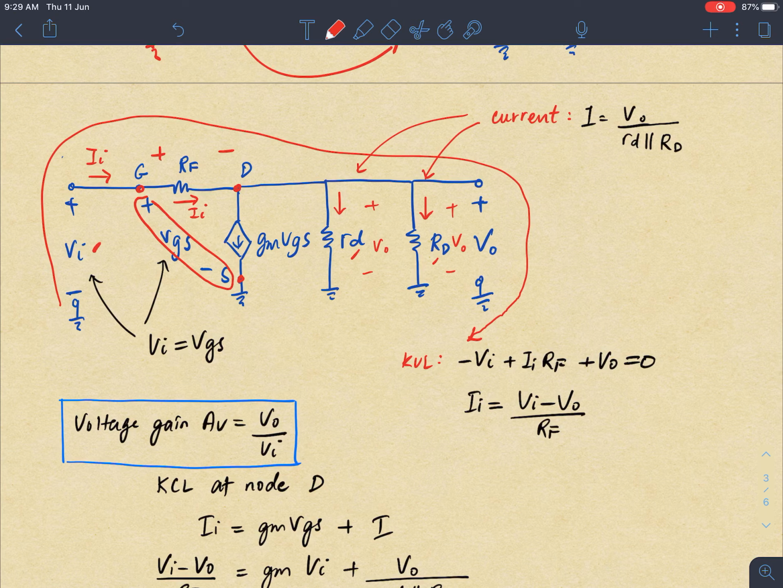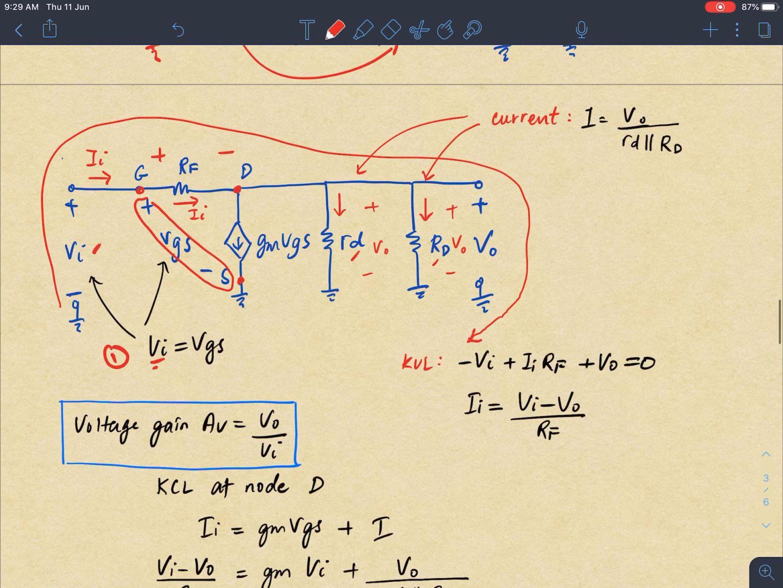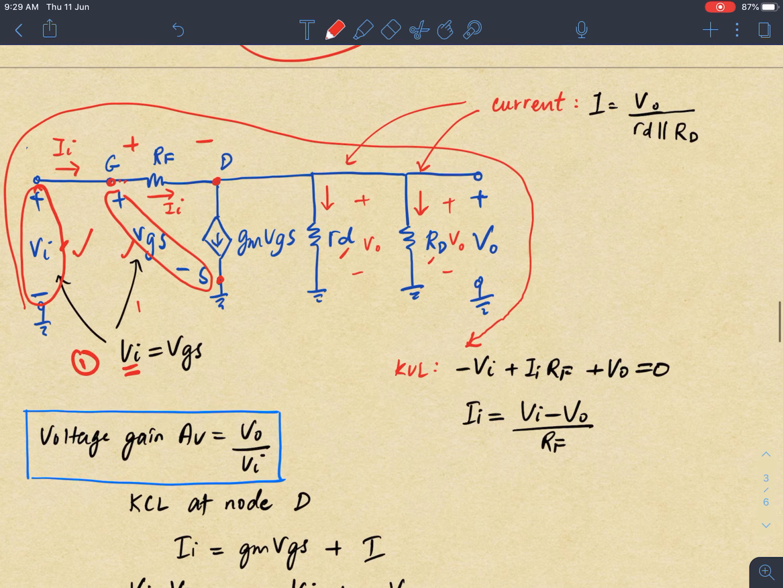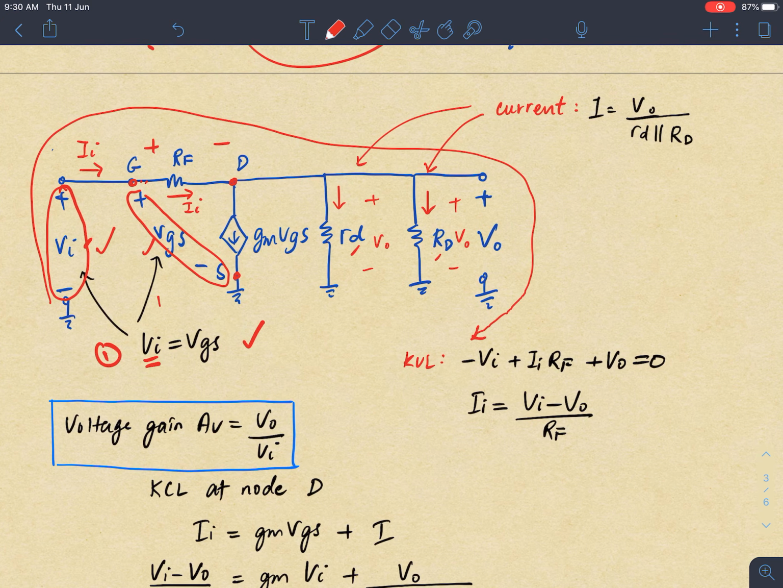Before I proceed to the explanation of how to derive the AV, let me take a look at the equations that we can get earlier from this circuit. The first one is V in. Can you see V in here? Now this V in is parallel with the VGS. So we can say V in equals VGS. This is the first equation.